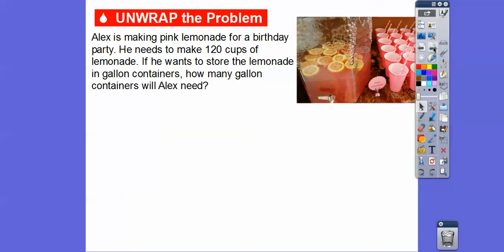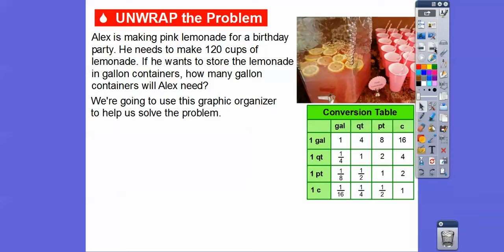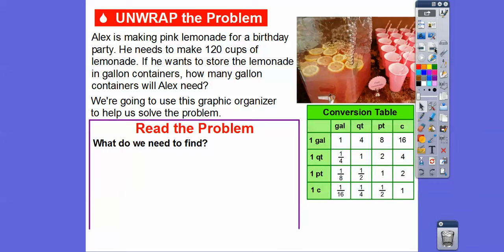Okay, so here we go. Alex is making pink lemonade for a birthday party. He needs to make 120 cups of lemonade. If he wants to store the lemonade in gallon containers, how many gallon containers will Alex need? Okay, so we're going to use that graphic organizer to help us solve this problem. So let's answer a series of questions. What do we need to find? That's always the last part. How many gallon containers is Alex going to need for the 120 cups?